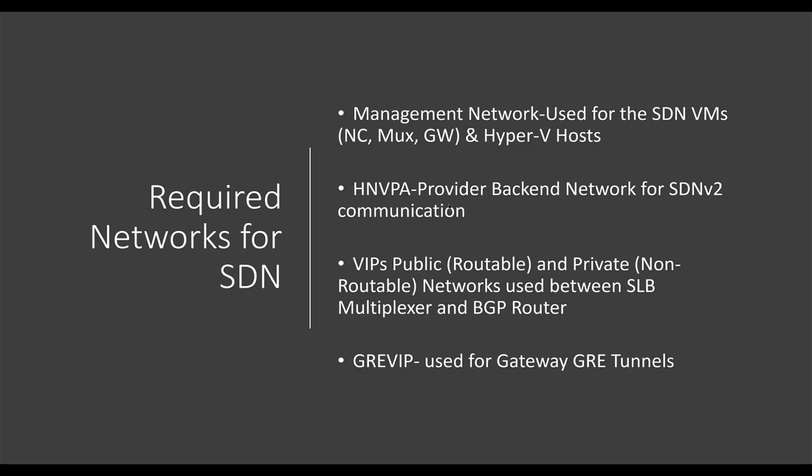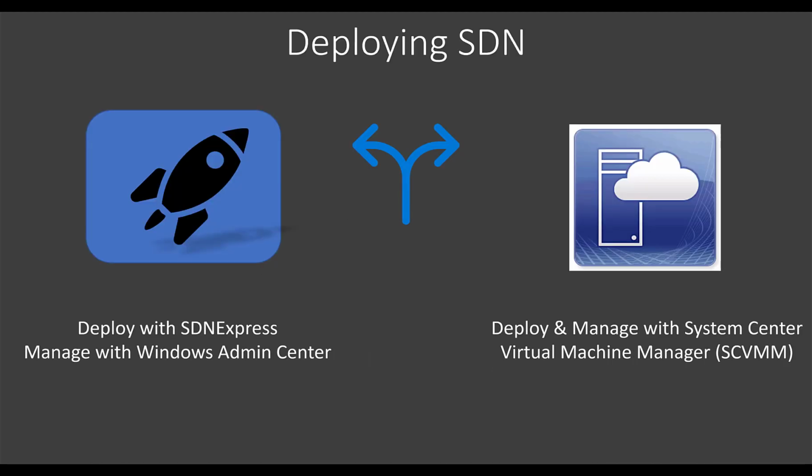Those networks include the management network, and this is how Hyper-V, the network controller, the software load balancer, and the gateway VMs talk to the domain. We have a provider backend network that we use for software-defined networking exclusively, and this also allows communication between the router and the SDN infrastructure components. We have a public or a private VIP pool that is used for internet and intranet load balancing to our virtual machines in our tenant networks. And if we're using gateways, we can use a GRE virtual IP pool if we decide to use a GRE tunnel, and that would be a requirement. So these 4 networks have to be created and routable in our physical layer.